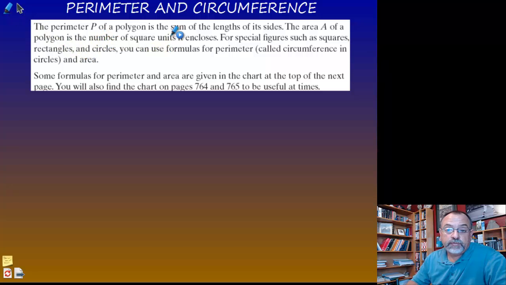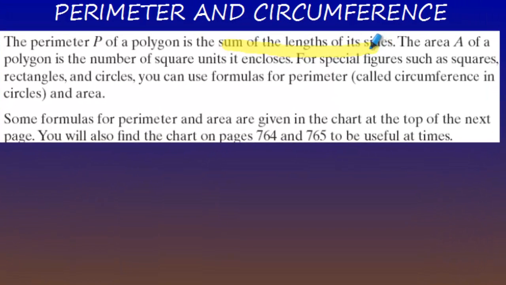The perimeter of a polygon is the sum of the lengths of the sides. So a polygon, which we'll talk much more about later this year, is any figure that has segments as sides. And so to find the perimeter or the distance around, you simply add up the sides of the figure.